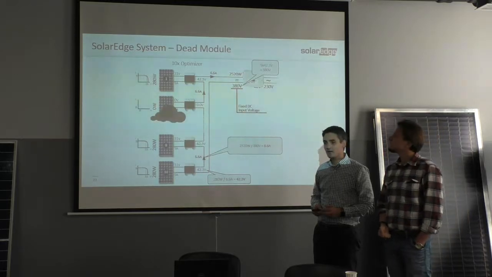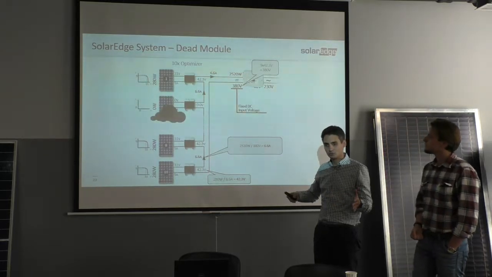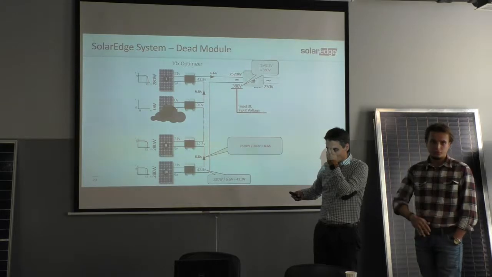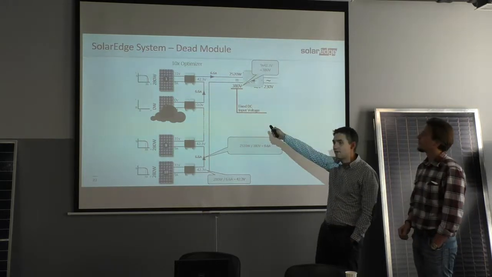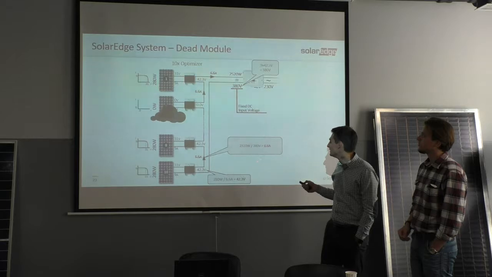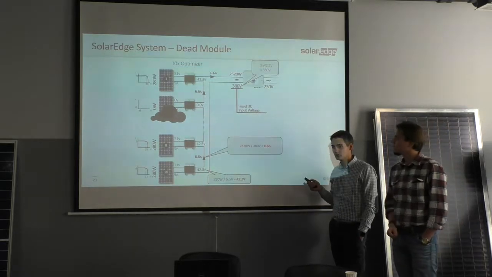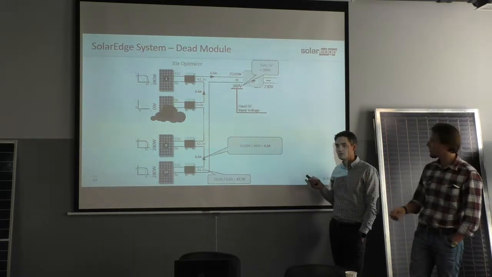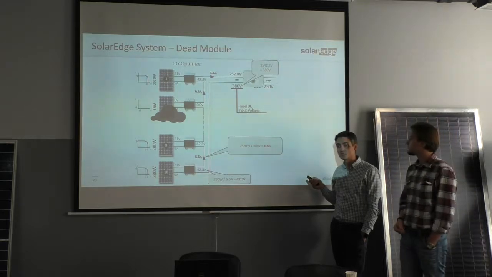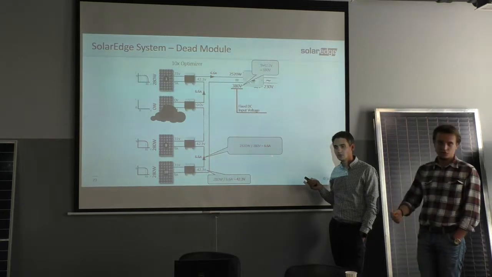Okay, let's assume that we cover one module. What's happened? 2520 divided by 380 volts gives us 6.6 amps.